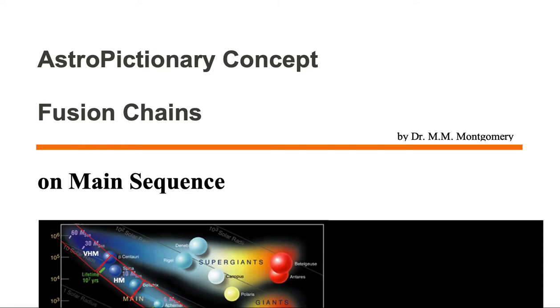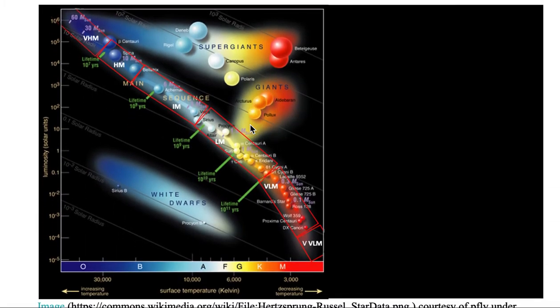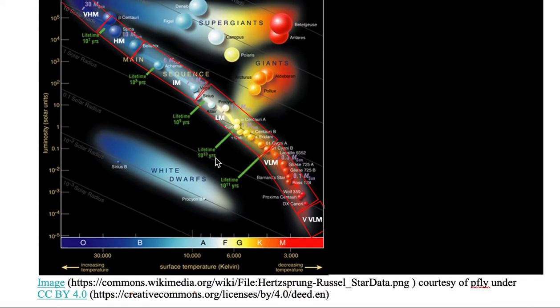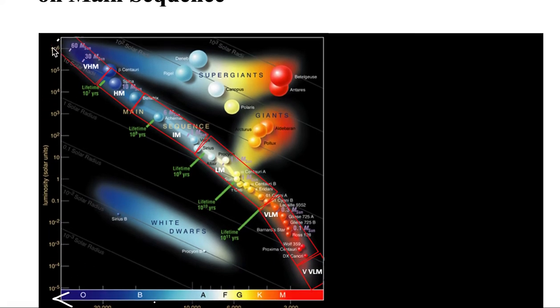In this AstroPictionary concept video, we want to go over fusion chains on the main sequence. So here we're looking at an HR diagram, and we have stars that are placed on the diagram based on their temperature and their luminosity. Temperature is along the horizontal axis, with temperature increasing to the left, so hot stars are on the left-hand side. Luminosity increases vertically, so the brighter stars are at the top.